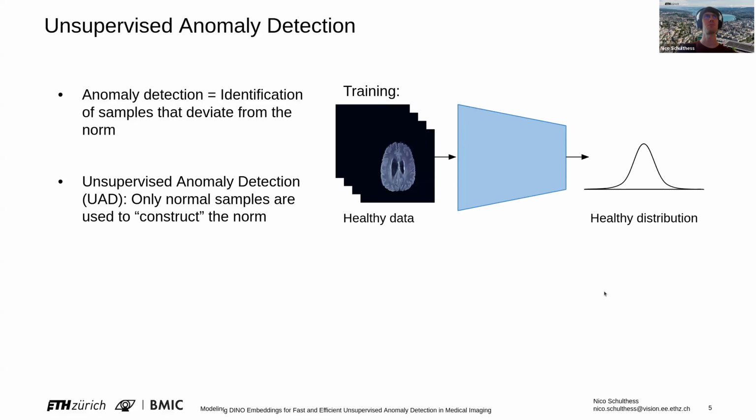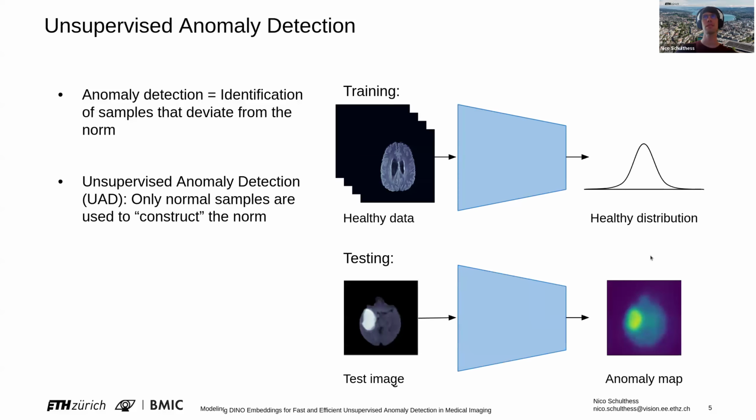And specifically in the unsupervised case, only normal samples are used to construct a model of the norm. And in the medical field, usually normal samples are images from healthy patients. So in the end, we care about modeling the distribution of healthy people's images. And then during testing, we apply an image which can have some anomalies or not, and the aim is to find out if there is an anomaly and also where it is located.